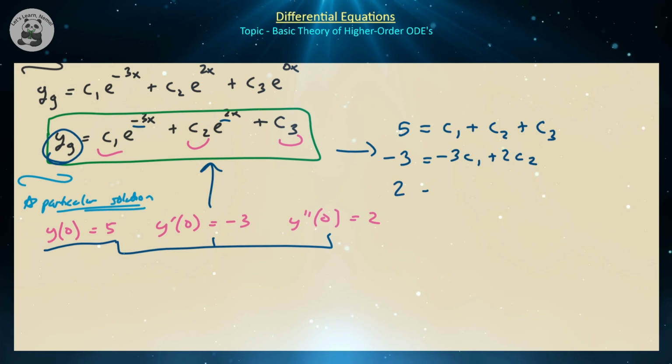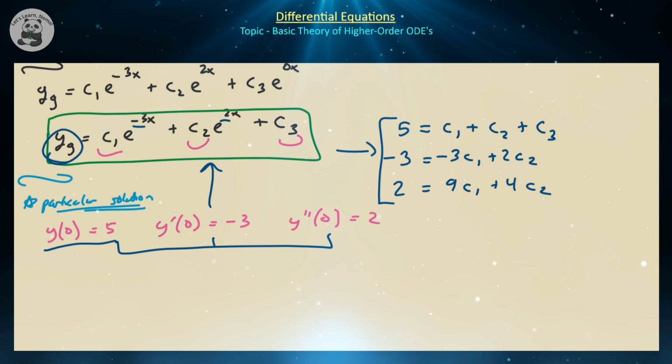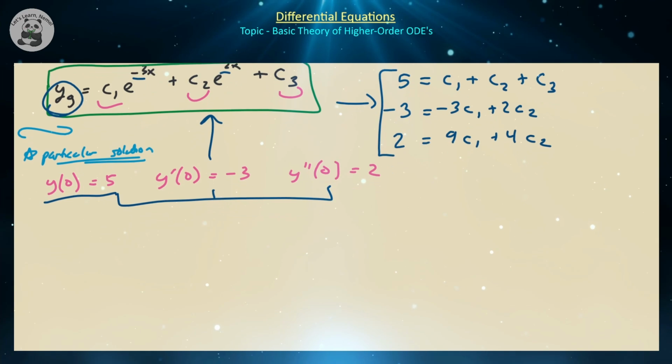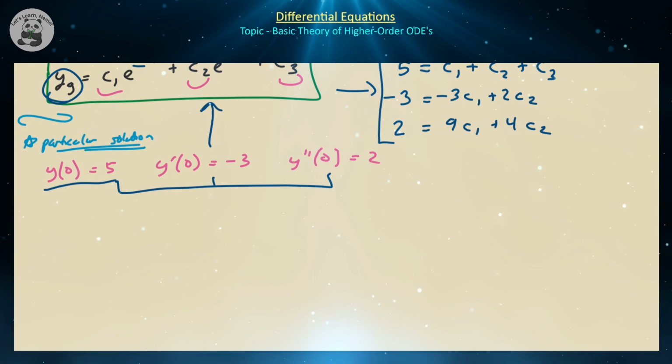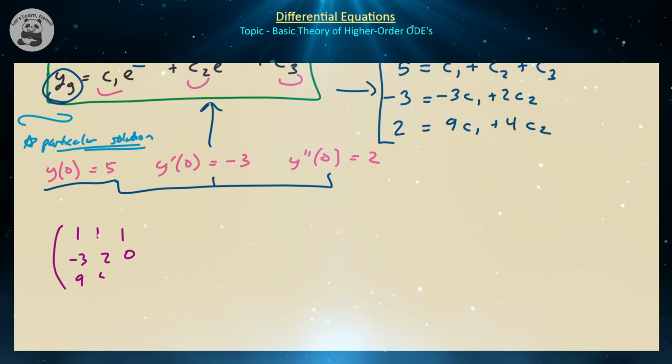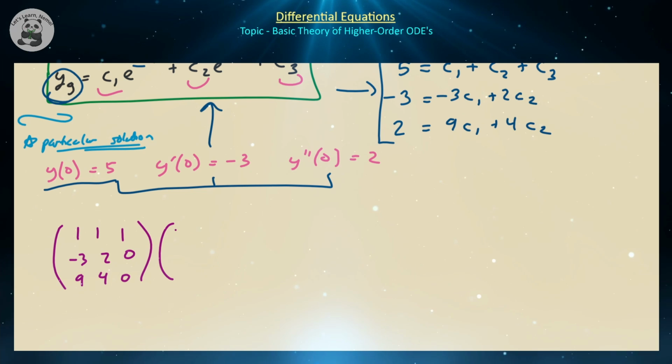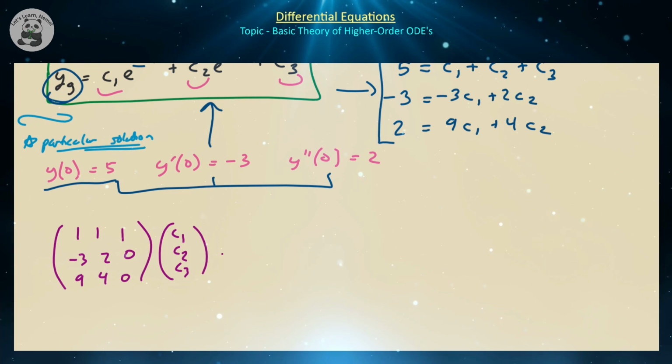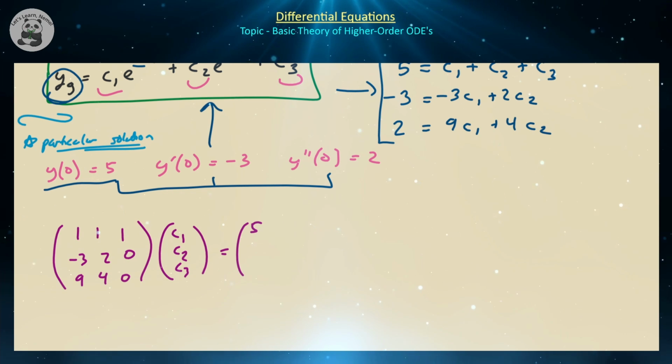And that's going to give us 2 is equal to 9c1 minus 3 squared, and 2 squared is going to be equal to 4. So we have a system of 3 by 3 systems of linear equations. So you can write that in matrix form, so you can perform some Gauss-Jordan elimination if you want to. So we have 1, 1, 1, minus 3, 2, 0, and 9, 4, 0, with our constants C1, C2, and C3, and those are all going to be equal to 5, minus 3, and 2.